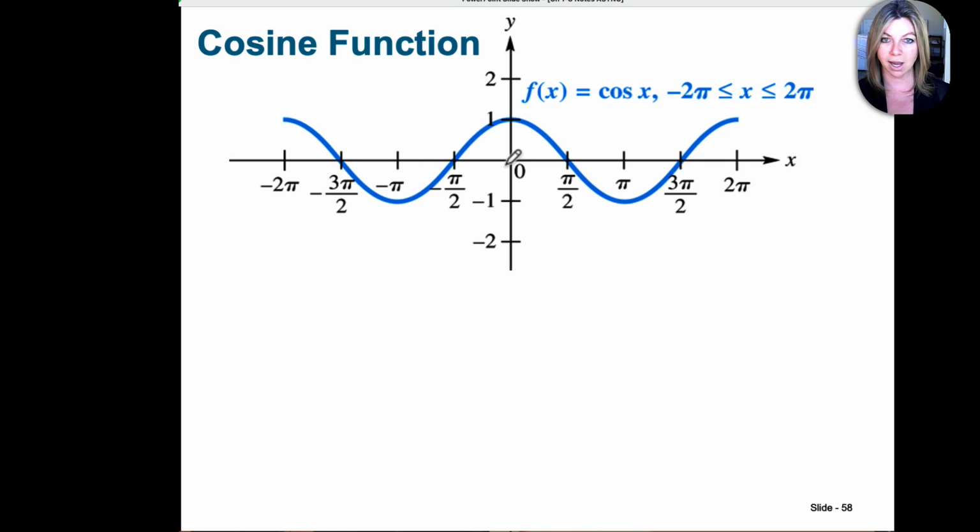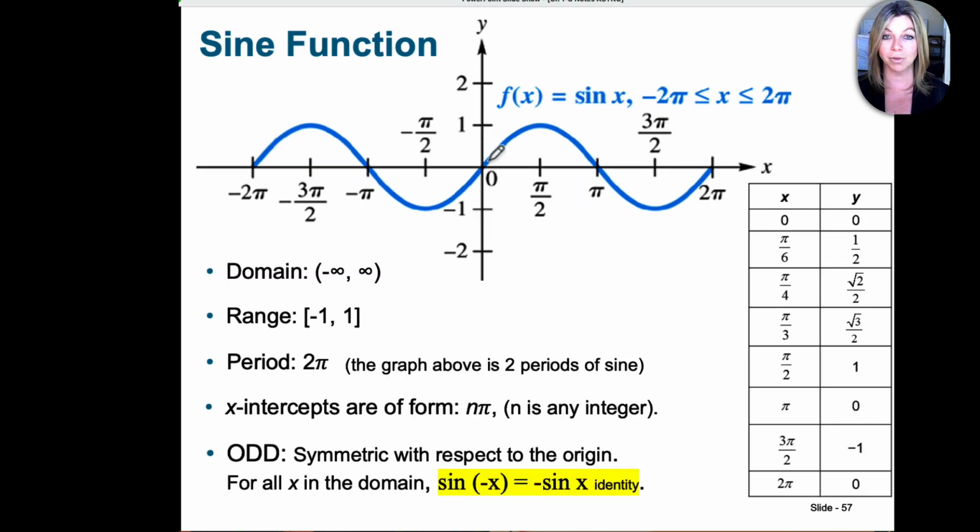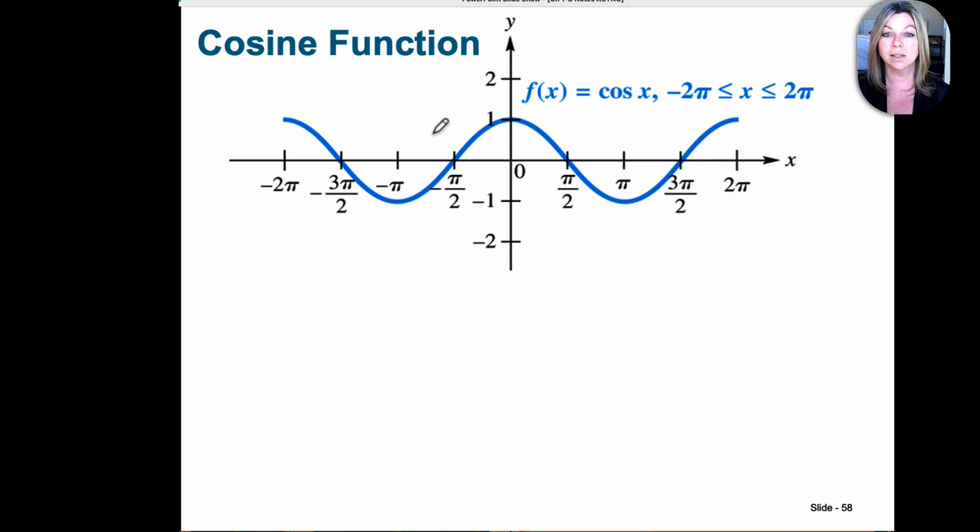So let me just go back one slide. See here, sine passes through the origin, increases, decreases, increases again. Cosine, on the other hand, does not pass through the origin. It starts up at its maximum y value of 1, decreases to its minimum y value of -1, and then increases. This right here is one period of cosine. So again, we have a snapshot of 2 periods of cosine, although we know that these periodic functions continue in both directions.